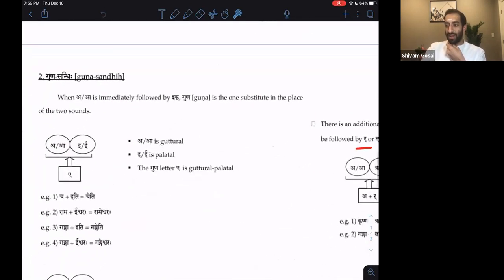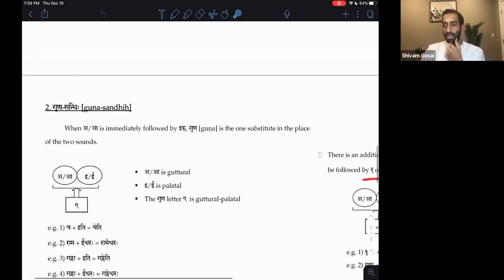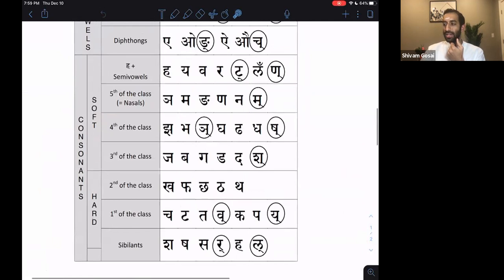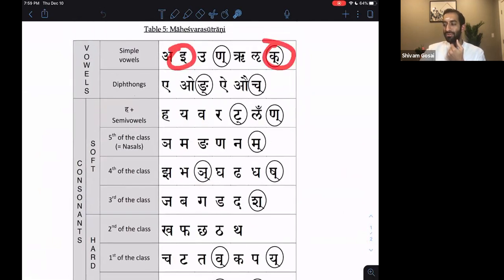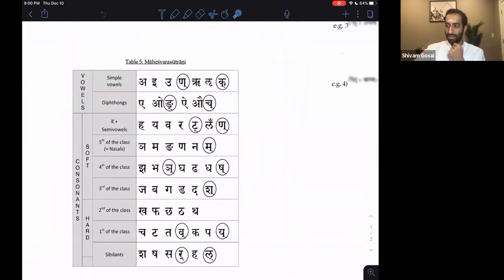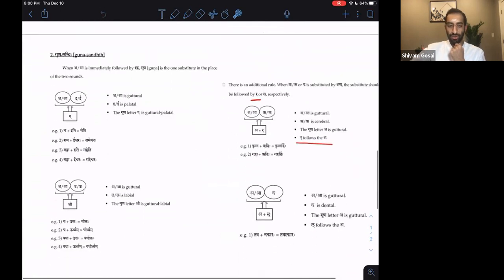So when avarna, a or a, is immediately followed by ik, guna is the substitute in place of two sounds. Ik is our simple vowels without akara: I, u, r, l. So when avarna is preceding I, u, r, l, then I'm going to get guna. Sorry, there's a bit of whiplash. I know I'm going back and forth quickly.